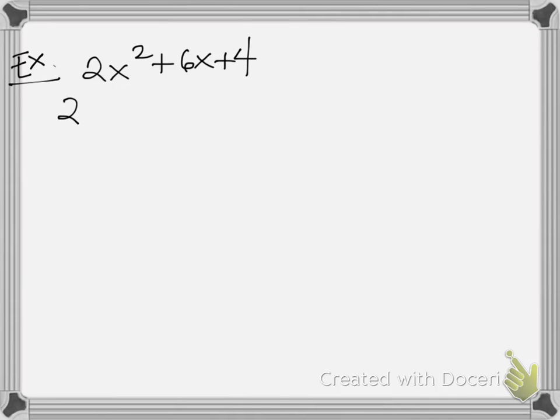The highest factor of 2 is 2. 2 goes into 6 and 2 goes into 4. So 2 comes out. Not all of them have an x, so we just drop our parentheses there. And what was left was 2 divided by 2 is 1, and then the x squared comes down. 6 divided by 2 is positive 3. There's no x to mess with, so the x comes down. 4 divided by 2 is positive 2. Okay?